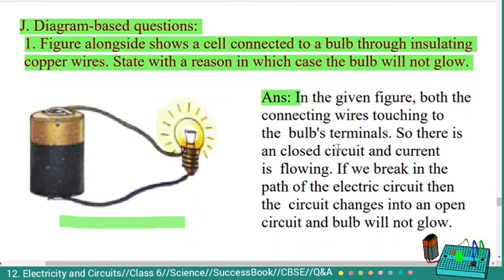Answer. In the given figure, both the connecting wires are touching the bulb's terminals. So there is a closed circuit and current is flowing. If we break the path of the electric circuit, then the circuit changes into an open circuit and the bulb will not glow. If it is a closed circuit, then the bulb will glow. If the circuit is open, then the bulb will not glow.